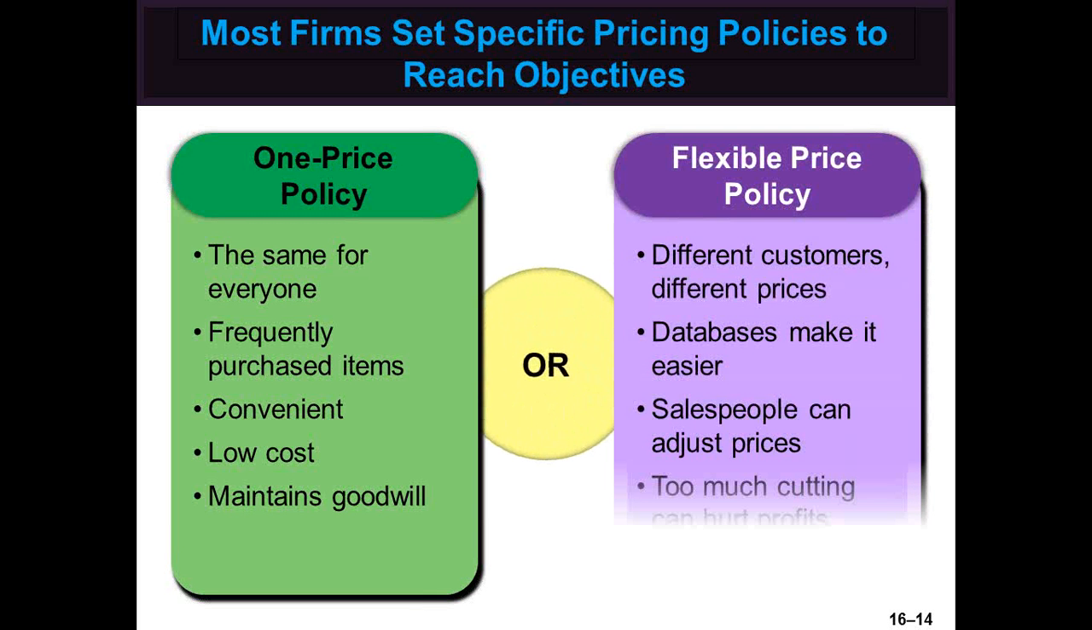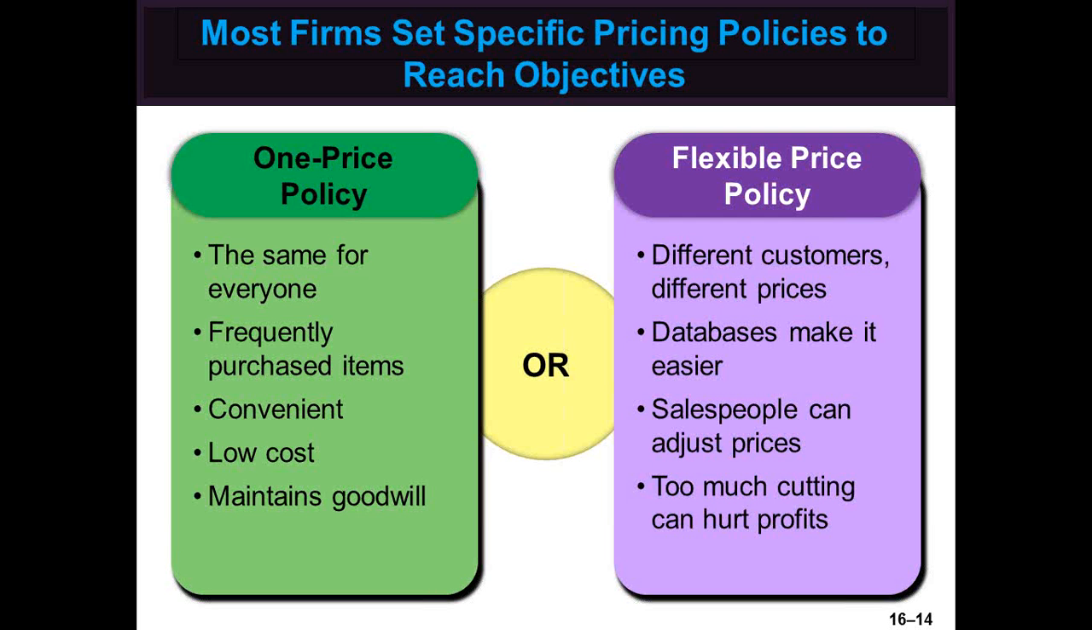Price policies usually lead to administered prices, consciously set prices. This practice is difficult with indirect distribution, but administered prices help achieve pricing objectives. One key decision is about price flexibility policies. One price policy is the same for everyone. It is common with frequently purchased inexpensive items. It can be more convenient, entail lower transaction costs, and maintain goodwill with customers.